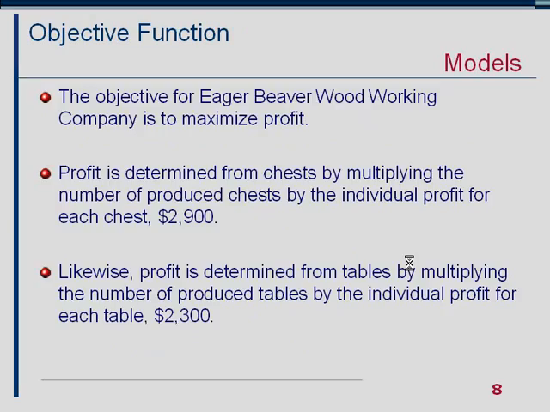The objective for the woodworking company is to maximize the profit. Profit is determined from chests by multiplying the number of produced chests by the individual profit for each chest. Likewise, for the table, you multiply the number of tables by the individual profit. These values are $2,900 for a chest and $2,300 for a table. You might be thinking that these are rather large numbers, but if you've ever dealt in antique furniture, you'll know that these numbers are somewhat reasonable.